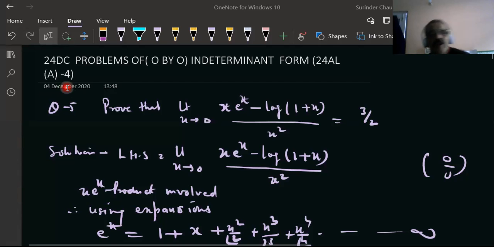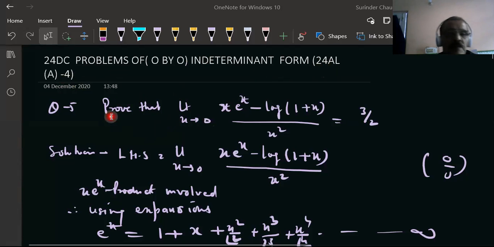In the 24th lecture of differential calculus, we were solving the problem of indeterminate form of the type 0/0. Now in this lecture 24a also, we are solving the problem of indeterminate form of the type 0/0.